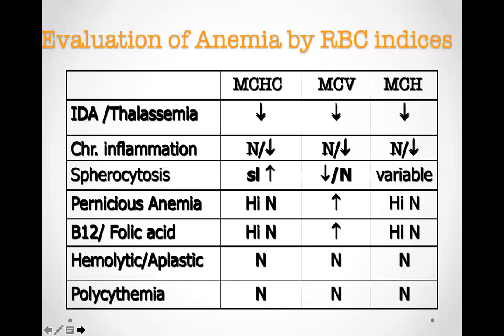Again, comparison of anemia by red cell indices. So you can just read it on your own. Pag thalassemia tsaka iron deficiency, all of it are decreased. Let's talk about pernicious anemia. Diba ito yung mga megaloblastic anemia. These are your microcytic anemia. These are your normocytic anemia.